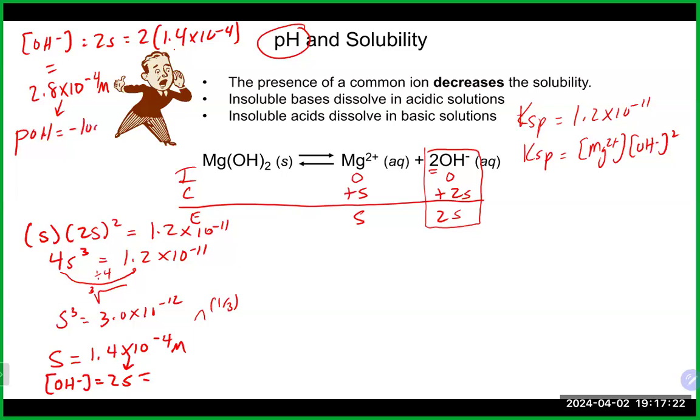Because we now have the hydroxide concentration, we can calculate the pOH of this solution. The pOH would be minus the log of 2.8 times 10 to the minus 4, which gives us a pOH of 3.55. That means we can just subtract from 14 to get to our pH, and approximately we are looking at a pH of 10.45 for this solution. So 10.45 is the baseline pH of this solution. It's kind of where it's sitting. It is basic, which is good because that's a base.